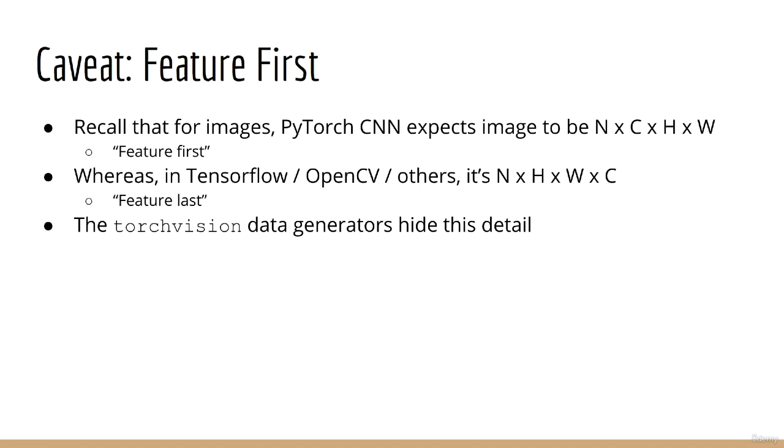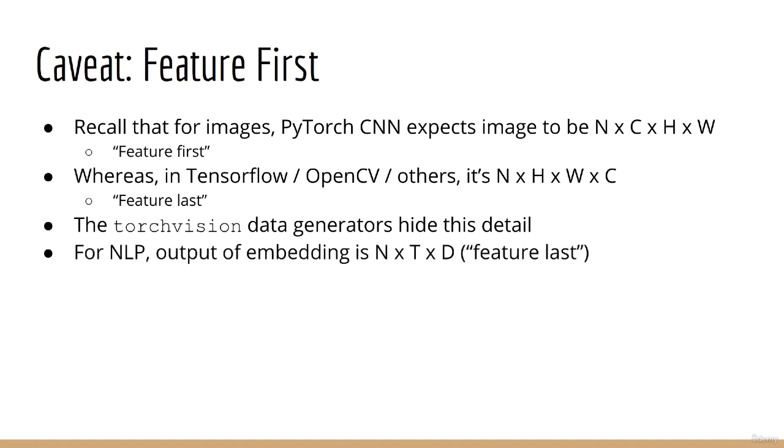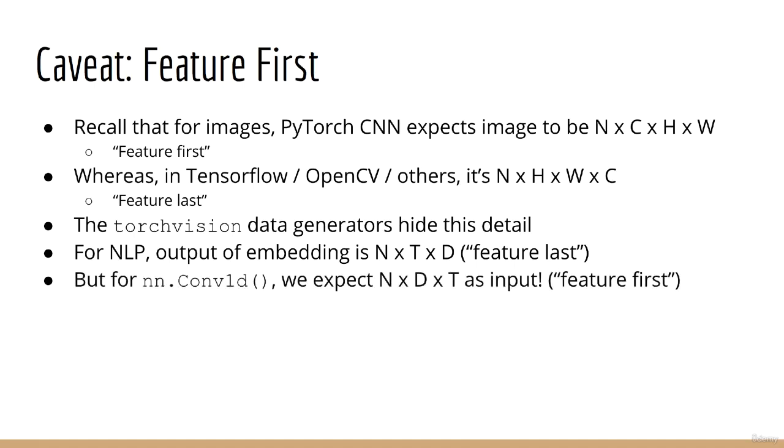But now we have this mixture of conventions. The output of an embedding is n by t by d, where t is the sequence length and d is the feature dimension. So the feature comes last when it's the output of an embedding. But the conv1d function, just like the conv2d function, expects the features to be first. In other words, it expects the features to come before the time dimension. So it wants to see n by d by t and not n by t by d.